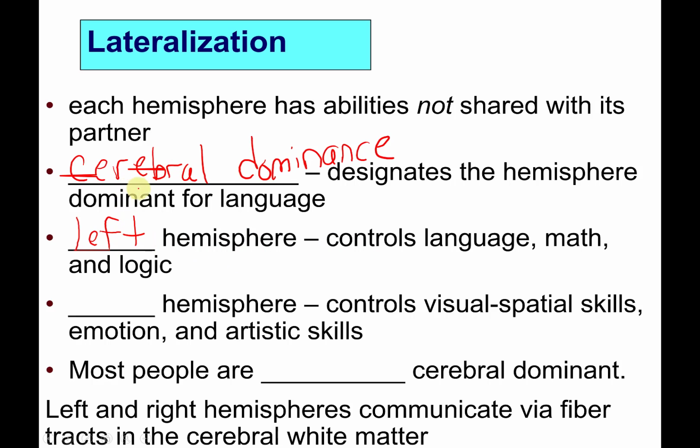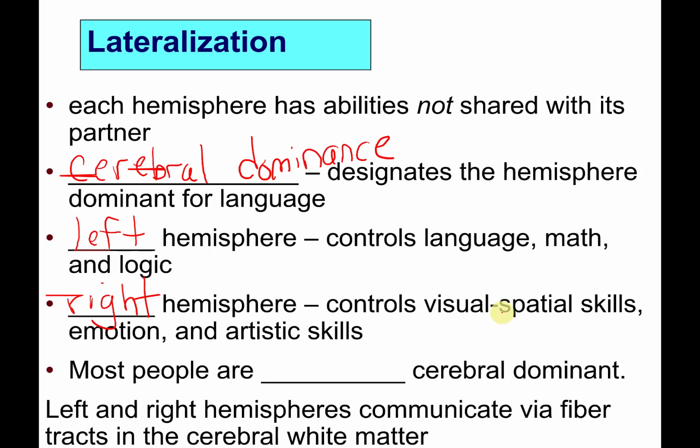If the left hemisphere controls language, math, and logic, you would say, I am left cerebral dominant. If you are left cerebral dominant, then that means that the right hemisphere controls visual spatial skills, emotions, and artistic skills. Visual spatial skills include, among other things, reading body language in someone's face. It does turn out that most people who are left cerebral dominant are right-handed.